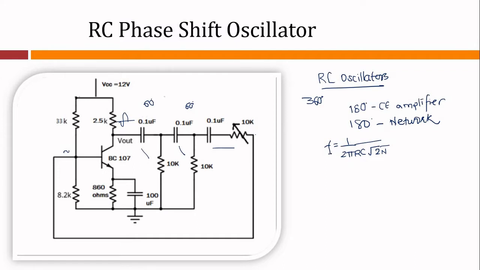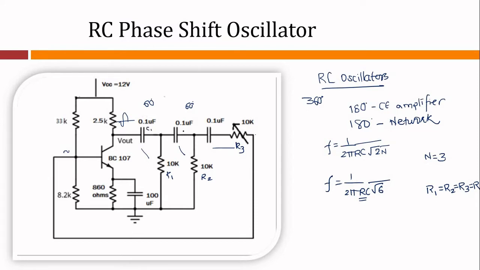So you see here the frequency is given as 1 upon 2 pi RC root 2N. N is the number of sections. So here we are using 3 sections, so N equals 3. So the equation becomes f equals 1 upon 2 pi RC root 6. Okay, now what about this RC component? Here you have a resistive network. Let me write this as R1, this is R2, and this is R3. So R1 equals R2 equals R3 equals R, and similarly all these capacitor values are the same.